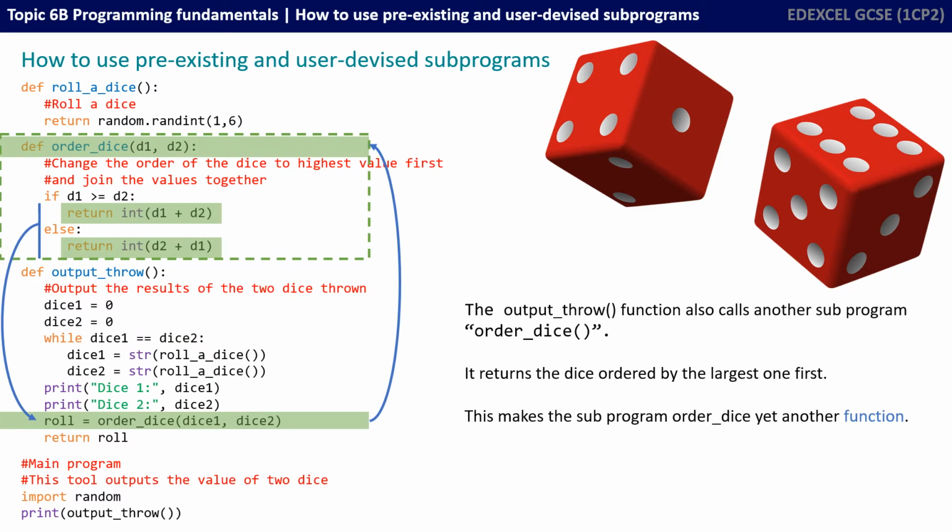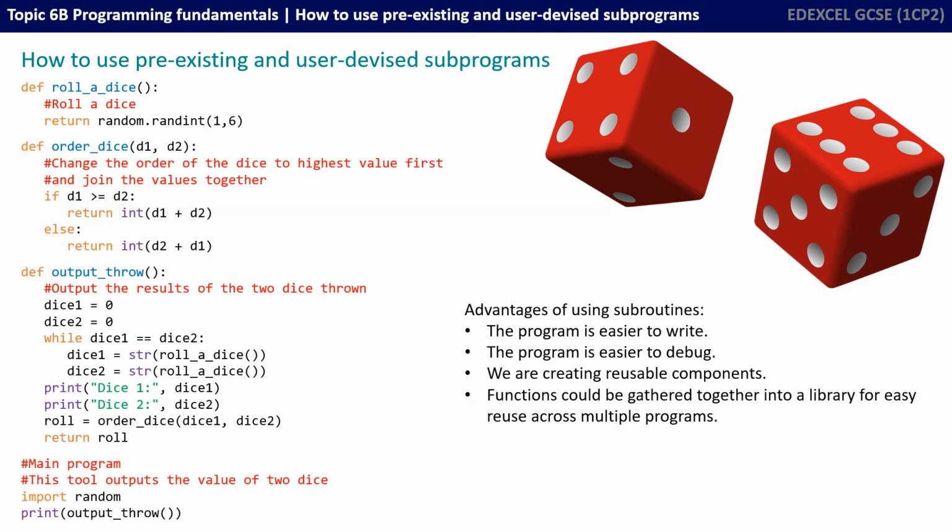You can also see that output throw calls another subprogram, order dice. And you can see that once order dice is executed, an if statement returns the largest dice first. And again, because it returns a value, it makes order dice an example of another function.